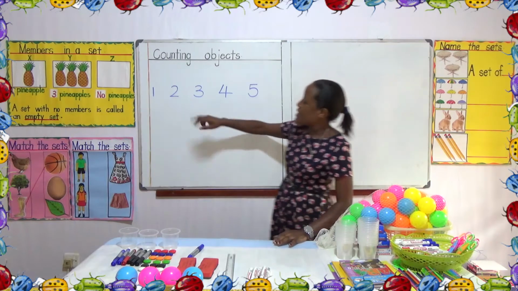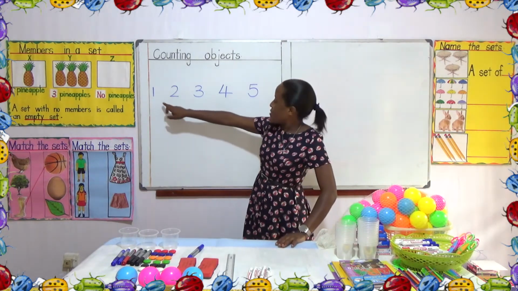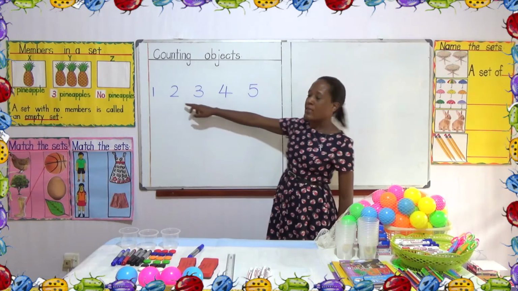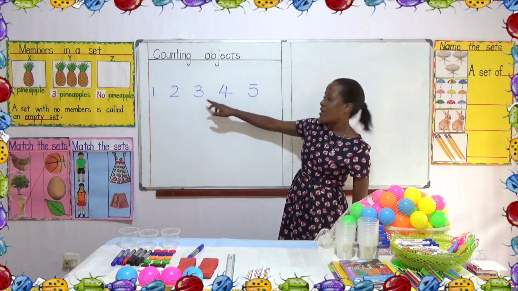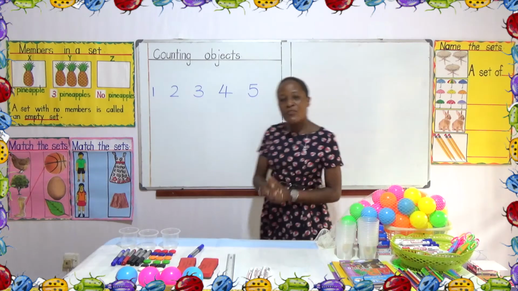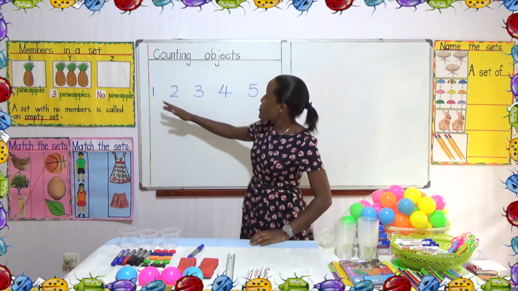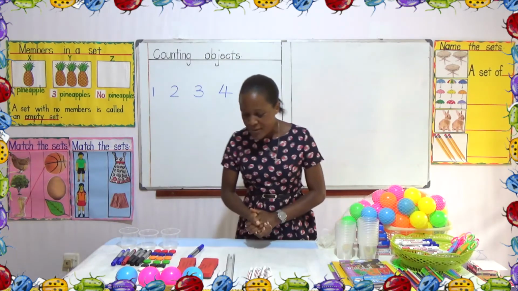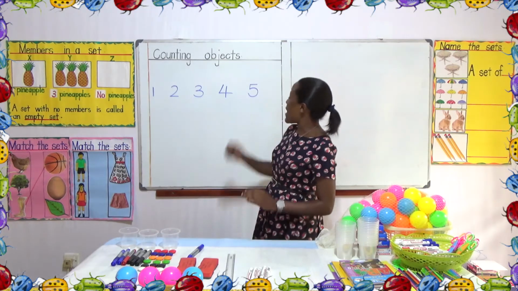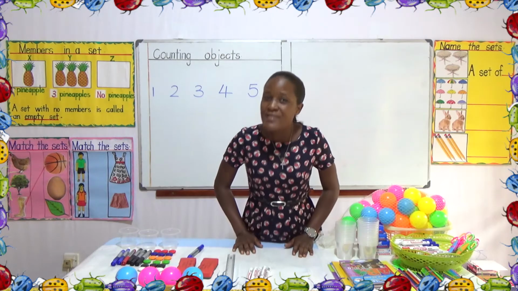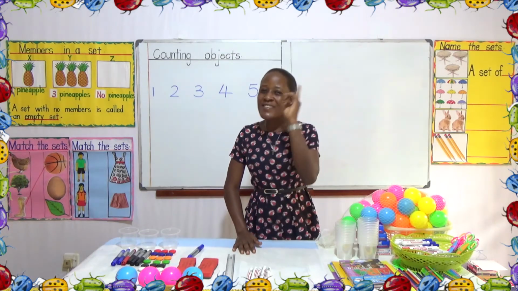Let's count again. Let's read these numbers, please. 1, 2, 3, 4, 5. So when you count your objects, you will have to write the number down. What is the next number after 5? The next number after 5 is, very good, it is 6.